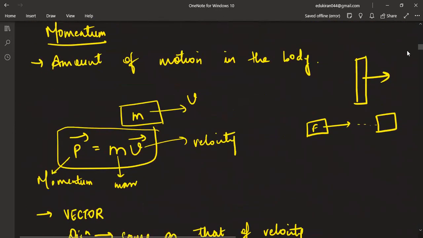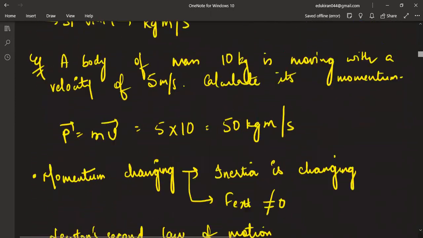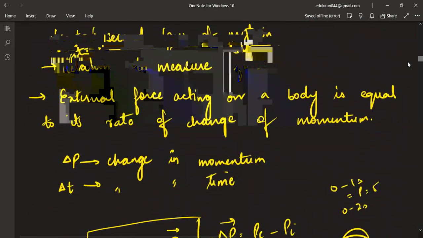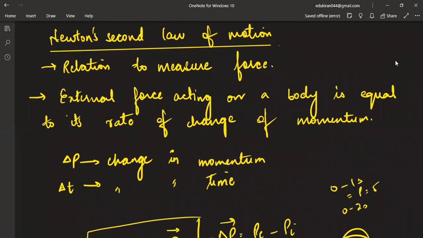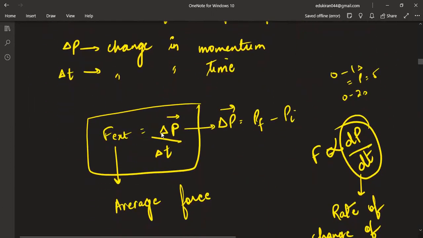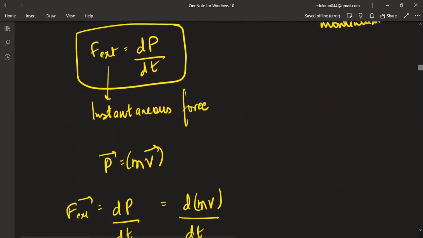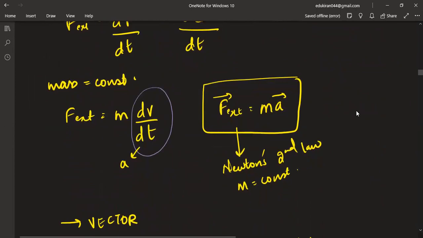Next quantity, which we also have discussed, is momentum, mass into velocity. Direction we have to keep in mind as it's a vector quantity. And the questions on a ball falling and reflecting from the wall we have also seen. Newton's second law of motion says that external force is equal to the rate of change of momentum. From this only, you can use this formula directly: F is equal to change in momentum by change in time. And you can use this as F is equal to ma as well.